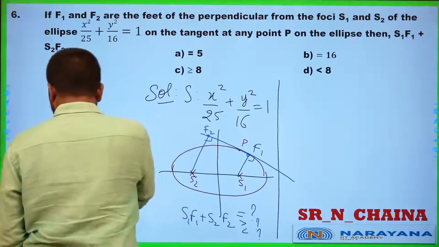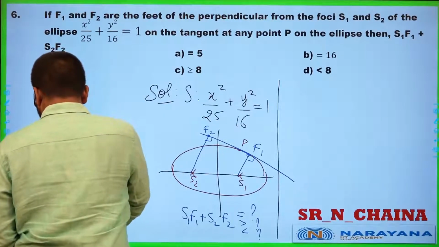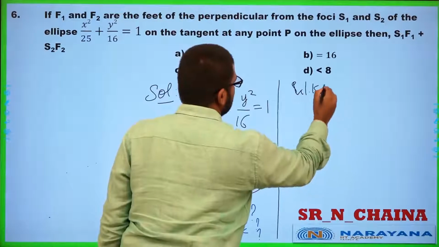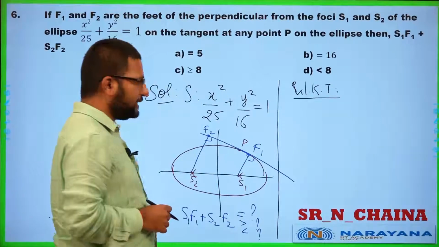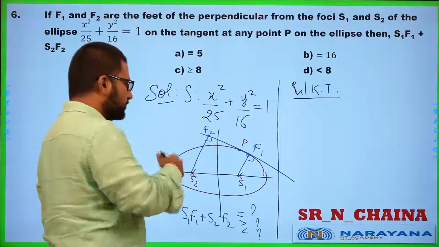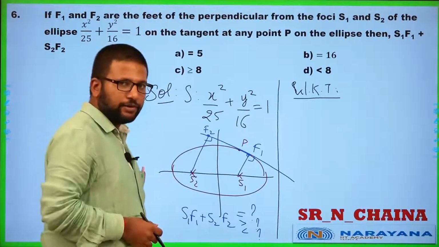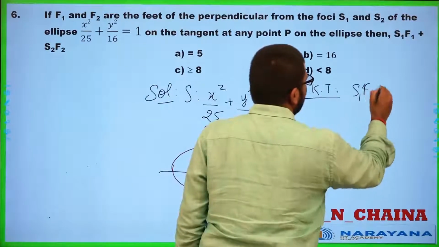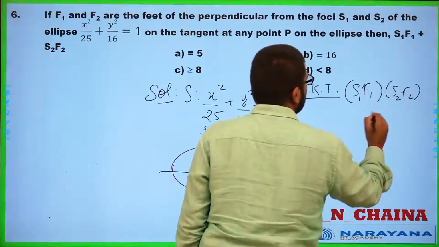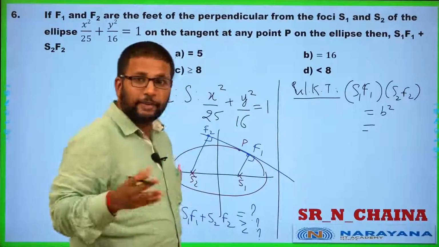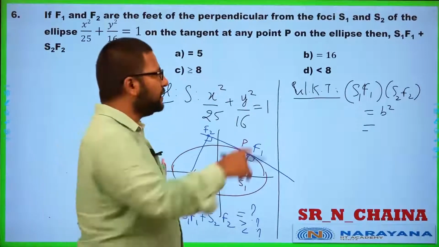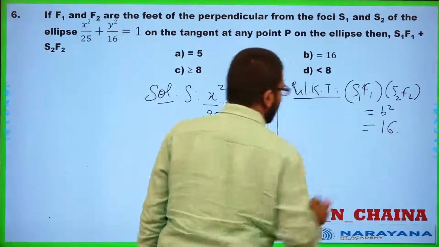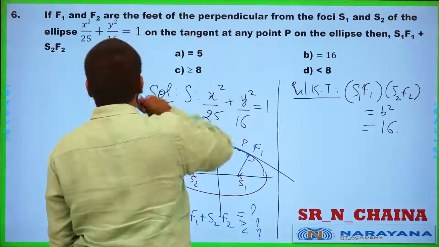Alright, so because this is a tangent at P, the perpendiculars from foci to any tangent always satisfy a very important property. We know already that S1F1 into S2F2 is equal to B square. Do you remember this property? It is always true for any ellipse, right? So S1F1 into S2F2 is always B square. What is the value of B square? 16, right? But they are asking us about S1F1 plus S2F2.